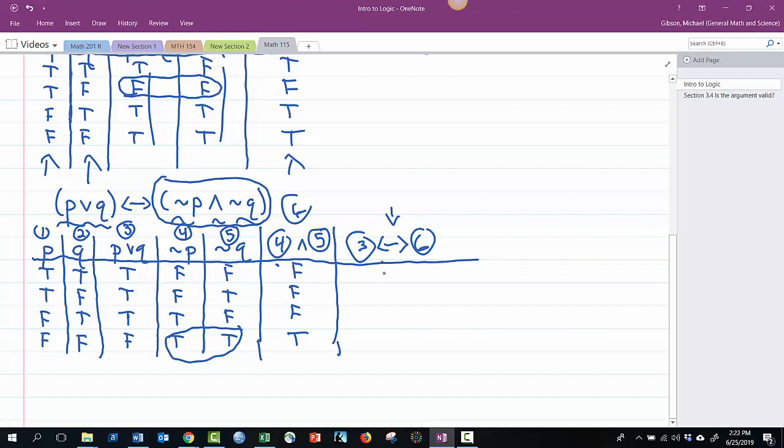Well, true and false are different, so that's false. True and false are different, so that's false. True and false are different, so that one's false. And false and true are different. So this one was always false. All right, that's why that never happens, in other words, okay?